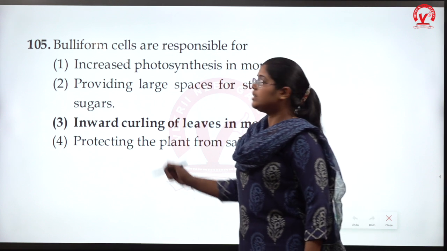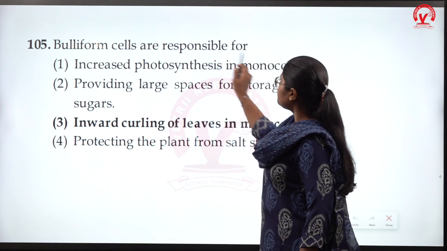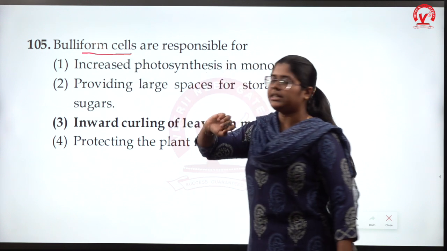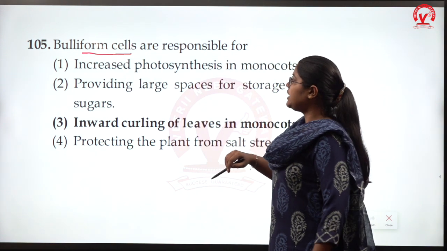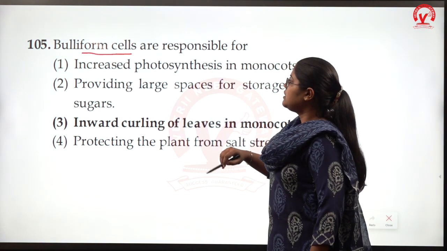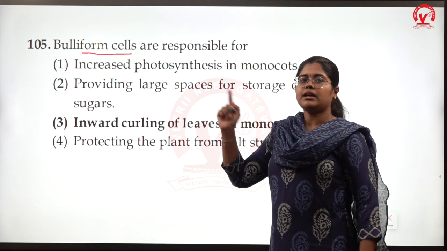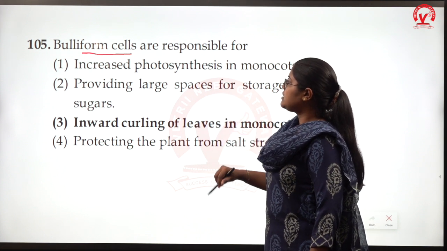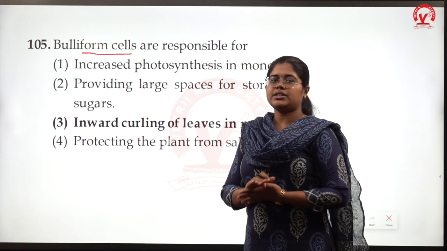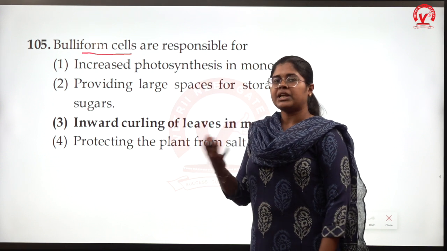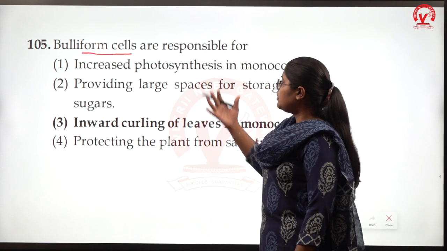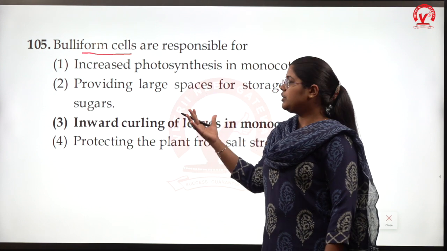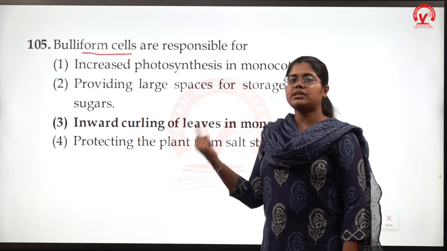So next question, bulliform cells are responsible for அப்படினு கேட்டிருக்காங்க. So first of all, bulliform cells அப்படினா என்னன்னா they are modified epidermal cells. So modified epidermal cells in monocots, அதாவது particularly in grasses. So bulliform cells ஓட nature என்ன அப்படினா they are empty large cells. So அதோட function என்னவா இருக்கும் அப்படினா under water stress condition இந்த bulliform cells வந்து they lose the water.